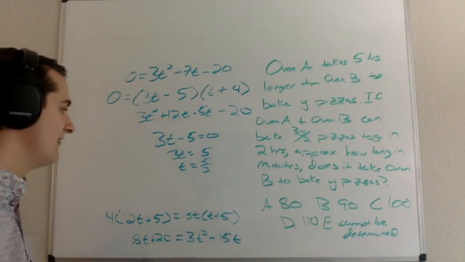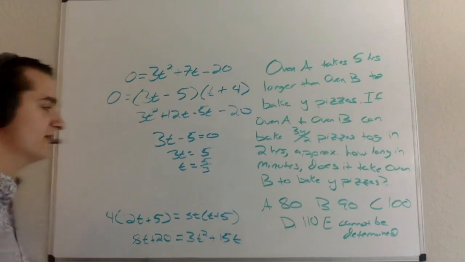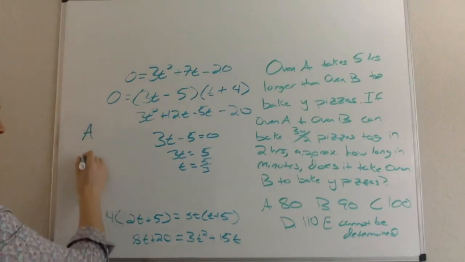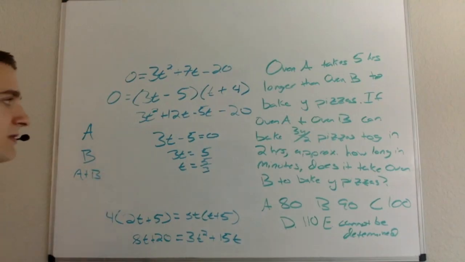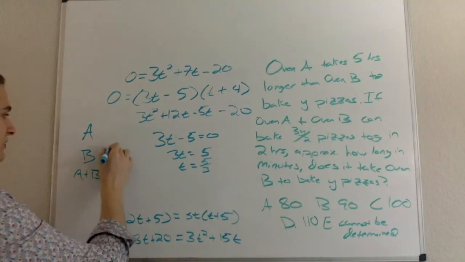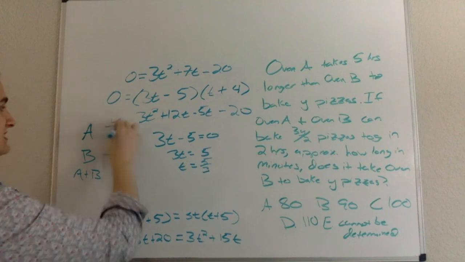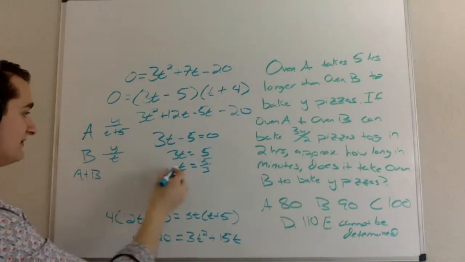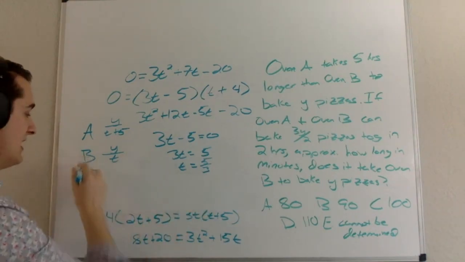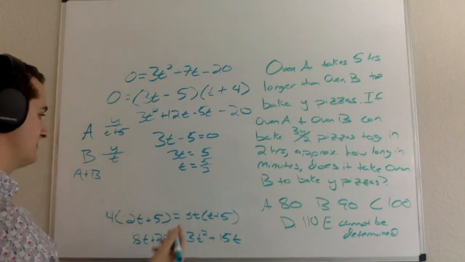If T is equal to 5/3, now this is why generally you don't want to erase your work. You want to keep your work organized, but I'll go ahead and write back up here what I had: the rate of A, the rate of B, and the rate of A plus B. And if you remember, I said that the rate of B was Y pizzas per T hours, and that the rate of A was Y pizzas per T plus 5 hours. Well, here, T is the time that it takes oven B to bake Y pizzas. You can see Y pizzas per T hours.